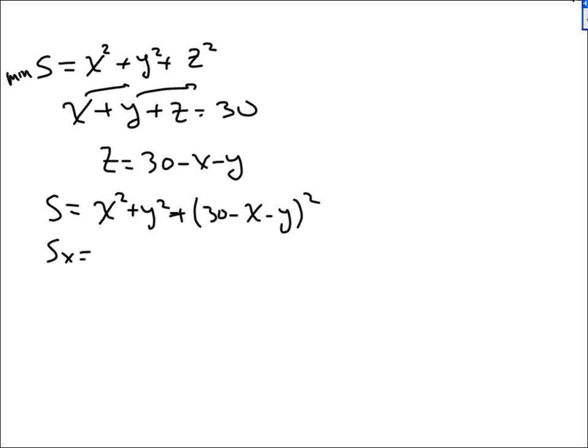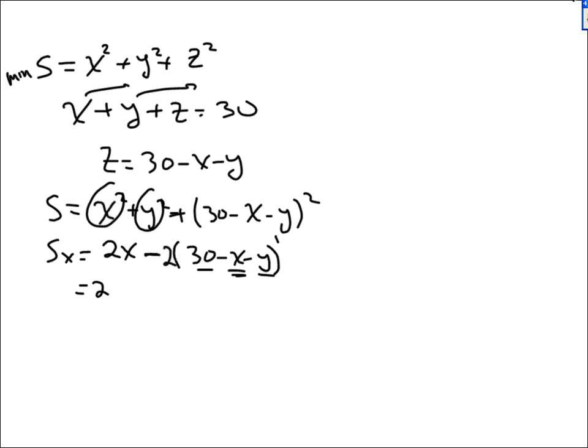S_x is 2x from this, 0 from that, plus, bring down the power, keep the inside the same, make the new power 1 less, which is 1, and then multiply by the derivative of what's inside with respect to x, which is negative 1. That's why I have the negative there.